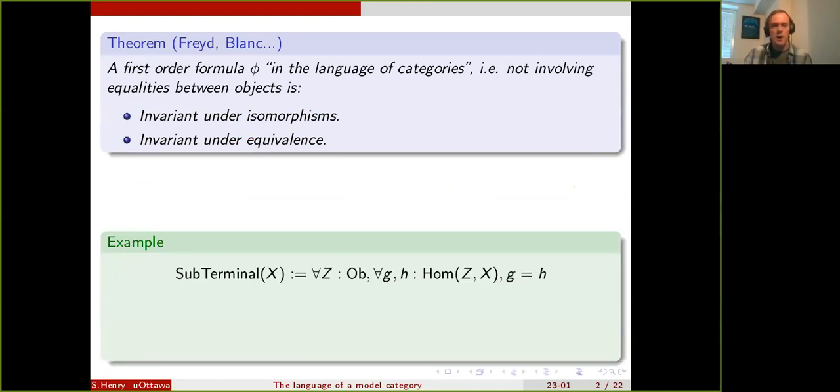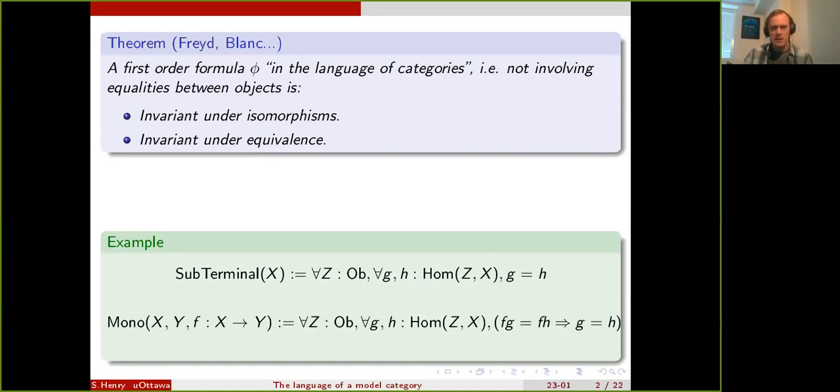So the first one has one parameter, which is just an object in the category. And it says that for all other objects Z and for any pair of morphisms from this other object Z to our parameter X, the two morphisms are equal. And so it means that the object is subterminal if the formula is true.